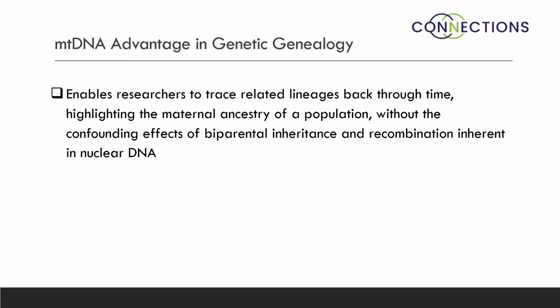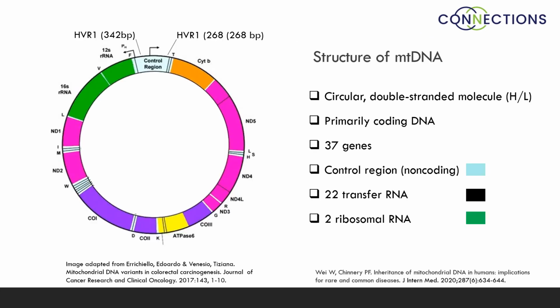So from a genealogical perspective, there is an advantage to testing mtDNA. The reason is that this maternal mode of inheritance enables researchers to trace related lineages back through time, highlighting the maternal ancestry of a population without confounding effects of biparental inheritance and without the recombination that is inherent in nuclear DNA. So how is mitochondrial DNA tested in genetic genealogy?